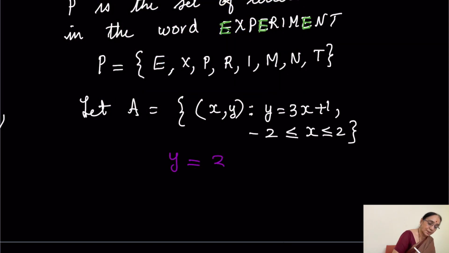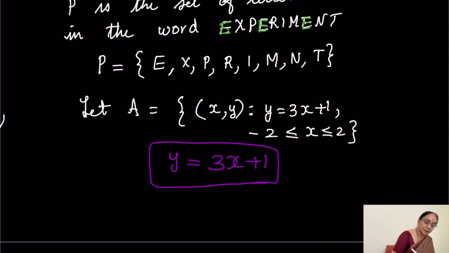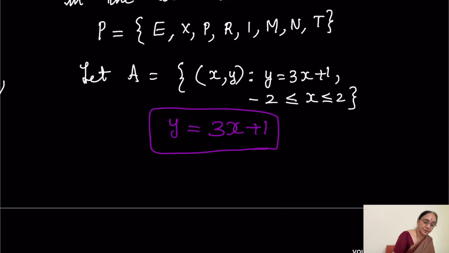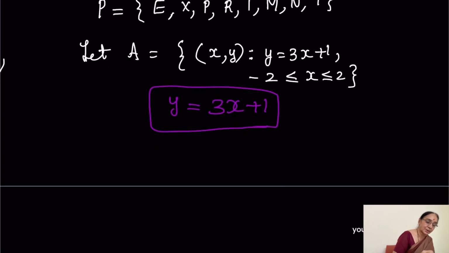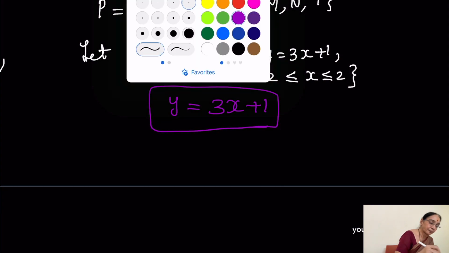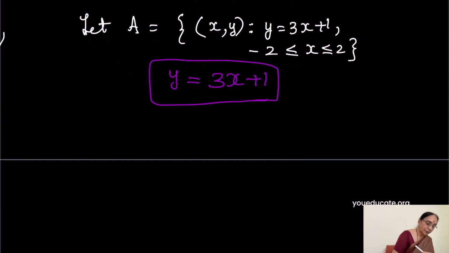Y is equal to 3x plus 1. You will learn that this stands for the equation of a straight line. So what we are going to get here is actually points on this straight line. How do we do that? I want you to list out the ordered pairs, written in roster form.